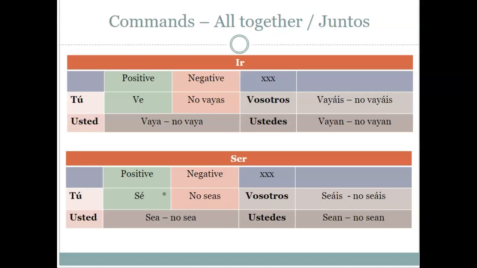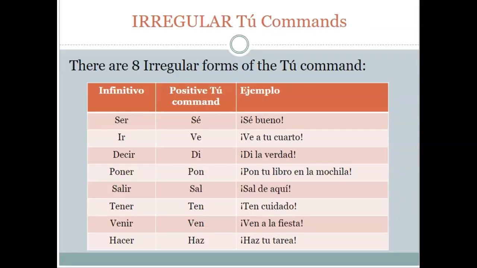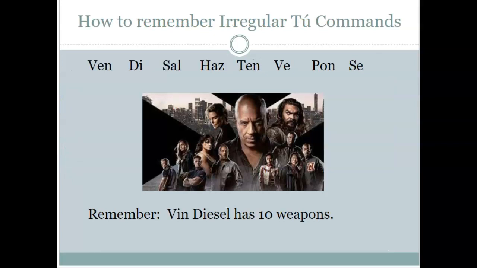But hold on a second. We're getting to the end, but I wanted to go back to where we talked about irregular tú commands. I'm not sure that I said this in past lessons, so I want to make sure you know it now. If there are irregulars, like all of these tú ones, how do we remember these eight? Well, there's a good way to remember them. If you remember that Ben Diesel has ten weapons, you're going to remember all eight of our irregular tú commands. So just remember that Ben Diesel has ten weapons.